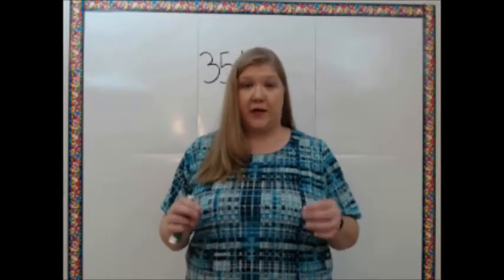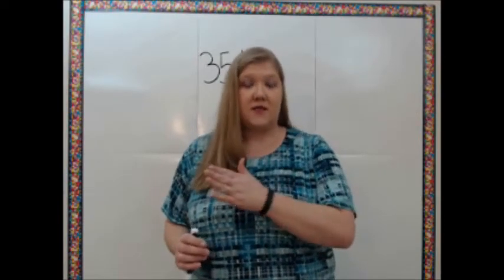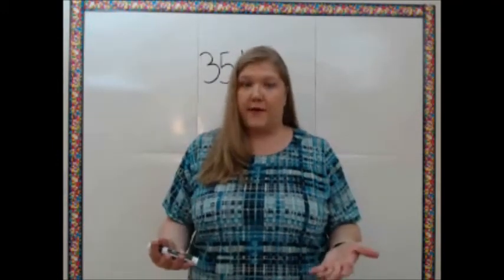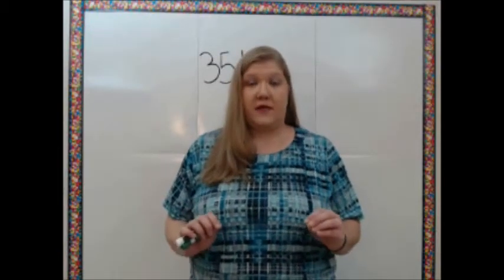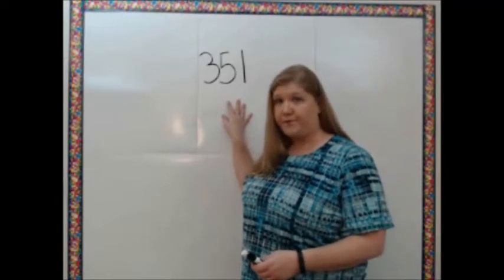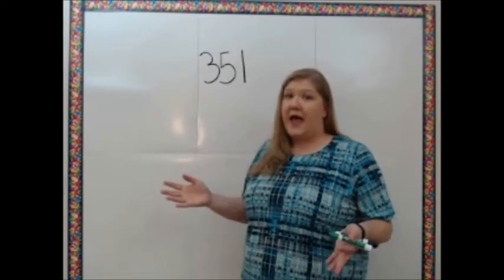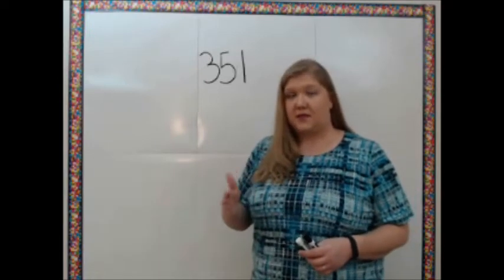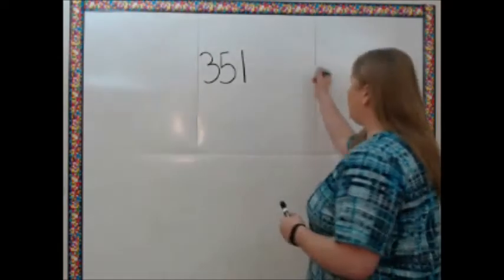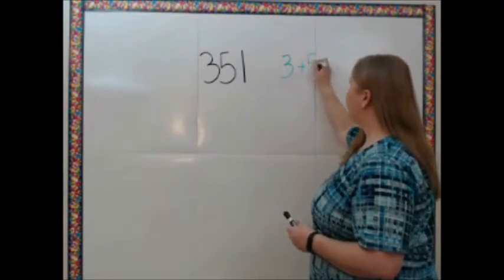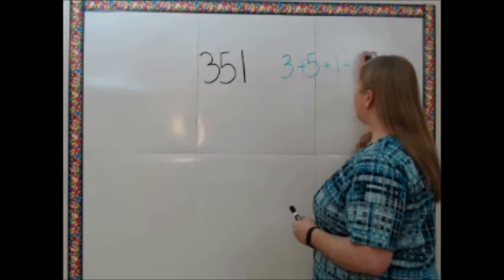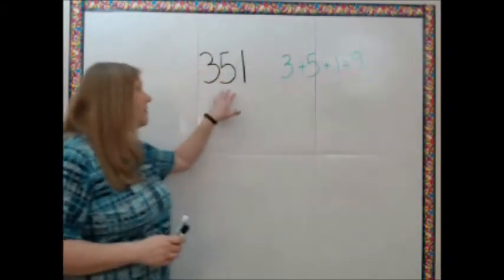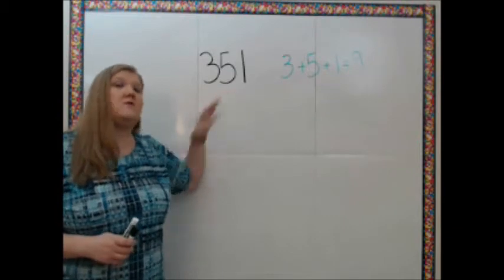Well, there's a really easy trick that you can do, and that is to add the digits of the number, and if the sum is divisible by 3, then we also know that the large number is divisible by 3. So let's see an example. Over here I have the number 351. I don't know off the top of my head if this is going to be divisible by 3 or not. So let's use our trick. We add the digits: 3 plus 5 plus 1 equals 9. 9 is a number that we know is divisible by 3. So I know that the whole number, 351, is also divisible by 3.